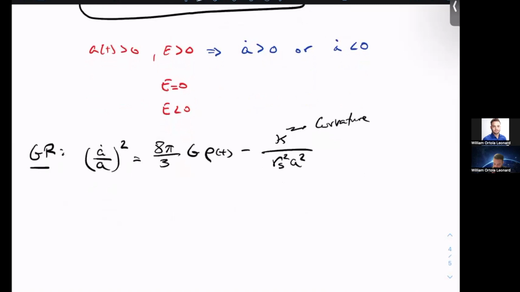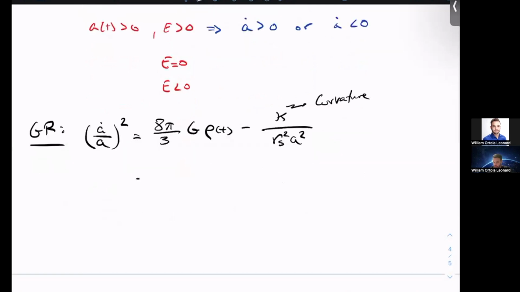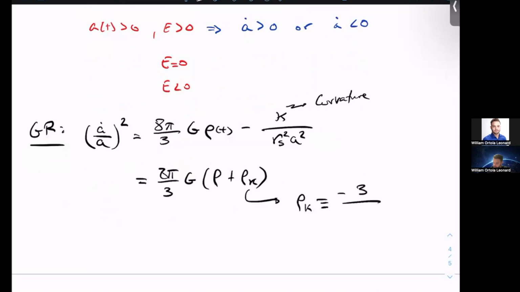Then this expression can be expressed in terms of just energy densities, and let me show you that right now. The way we can express this is by having 8 pi over 3 times G, times rho, the regular rho, plus a rho, an energy density which comes from curvature, which means we have defined this rho as -3 divided by 8 pi G times the curvature parameter times the radius squared times the scale factor squared.